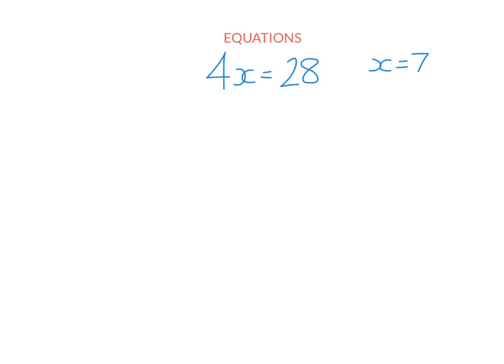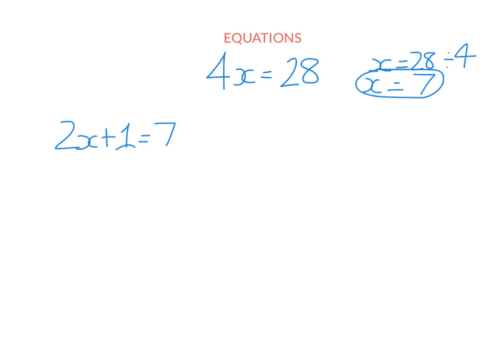Now, if you couldn't figure it out off the top of your head, that's okay. What we do is undo what's already been done to x. In this equation, x had been multiplied by 4. So the thing that undoes multiplying by 4 is dividing by 4. So if I didn't know the answer off the top of my head, I could just go x equals 28 divided by 4, which is equal to 7. When you're writing a solution, it must be x equals something, or a equals something, or whatever. So that was a one-step equation. There was only one operation that had been done to x.